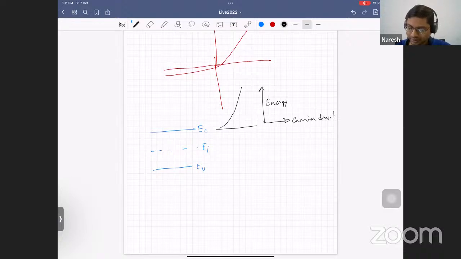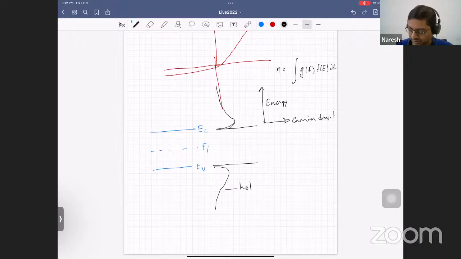What will happen? Basically, we said that the carrier density N is going to be a product of the density of states function and the Fermi integral, dE. We didn't go into the details of all this, but we said that eventually it is going to be something like this. The carrier density will peak and it will go. The peak carrier density will be slightly inside the conduction band. And similarly, it will be slightly inside the valence band. These are for holes. This is hole density. And this is electron density.